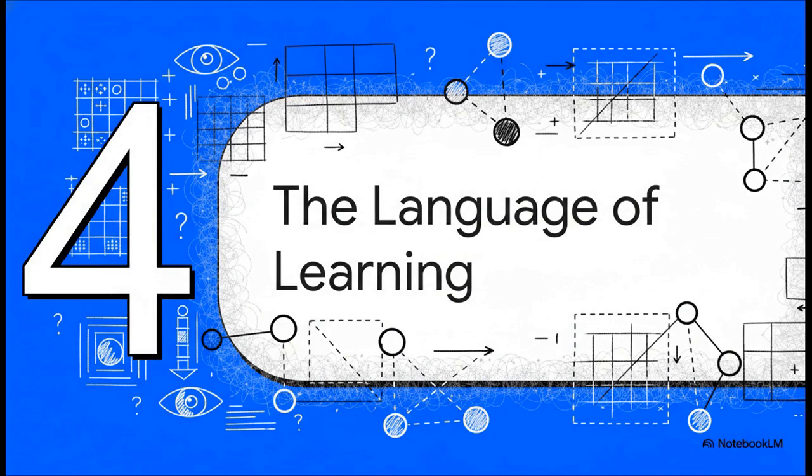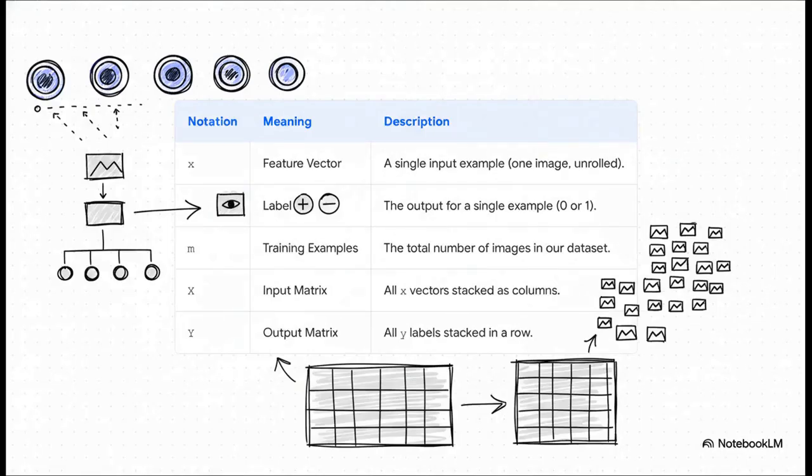So, that was a lot. Let's just do a super quick review of the notation. This is the basic language we're going to use to talk about our data from now on. All right, just lock this in. Lowercase x, that's the feature vector for just one image. Lowercase y, that's the label, the answer for that one image. M is just the total number of pictures we're training with. Capital X, that's our giant matrix with all the images as columns. And capital Y is the row with all their matching answers. Got it? That's the language of our data set.